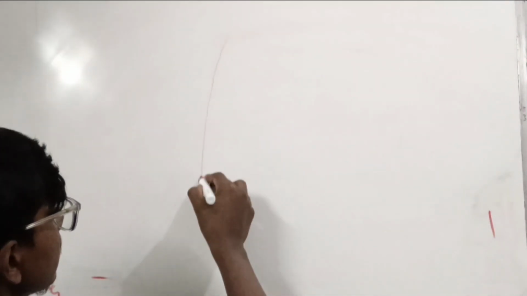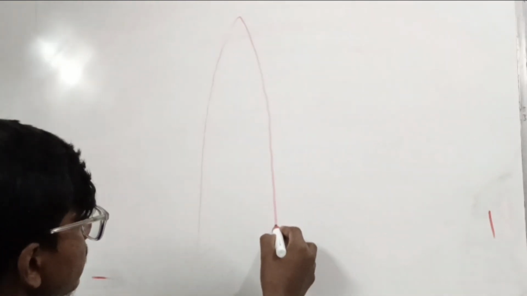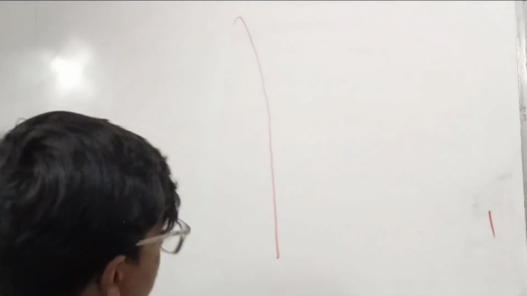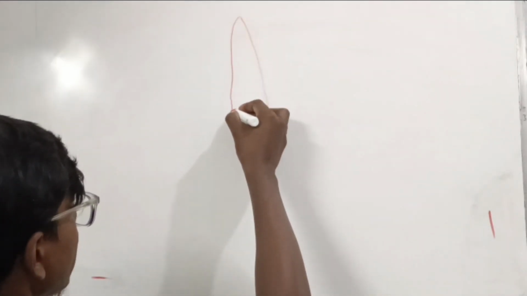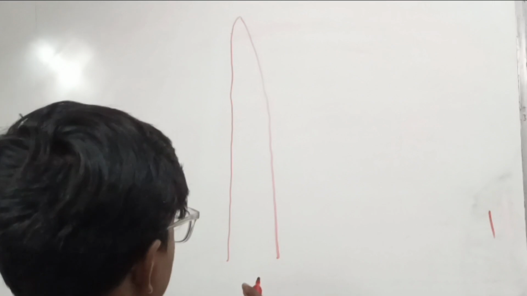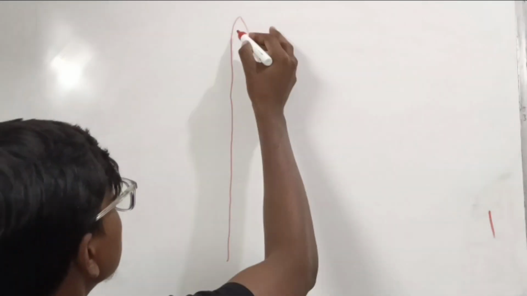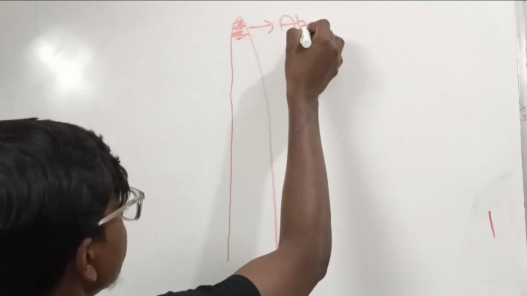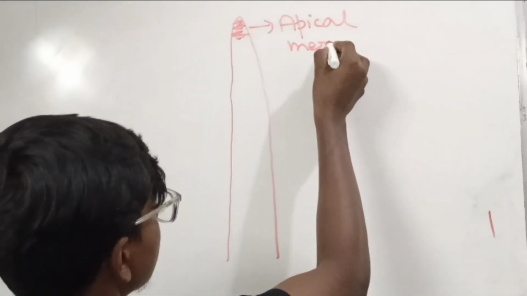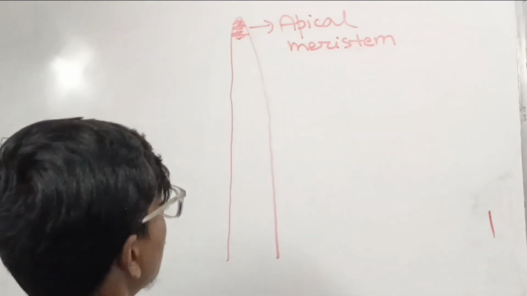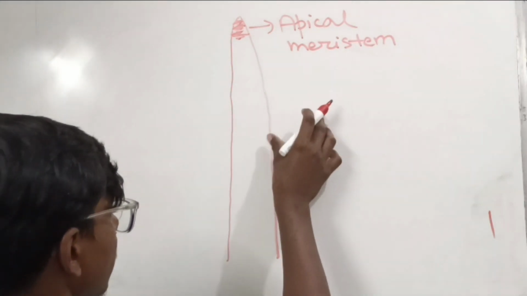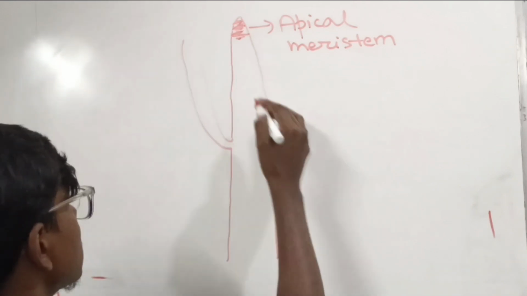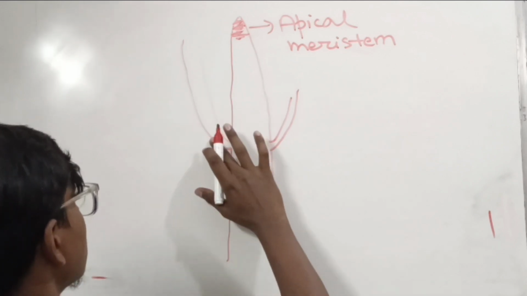Suppose this is a simple diagram of a growing part. Either you consider this a root or a shoot, anything you can consider. This tip part will have the apical meristem. Okay, this tip part will have the apical meristem. Suppose some branches are there from this part.